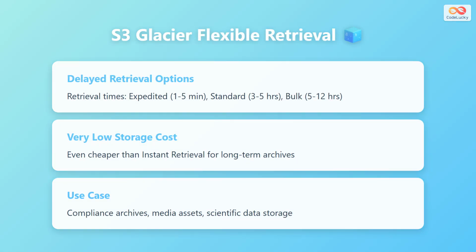S3 Glacier Flexible Retrieval, formerly known as S3 Glacier, offers 3 retrieval speed options to match your urgency and budget. Expedited retrieval takes 1 to 5 minutes, standard retrieval takes 3 to 5 hours, and bulk retrieval takes 5 to 12 hours. Storage costs are even lower than Glacier Instant Retrieval, making it excellent for compliance archives, media asset libraries, and scientific data that doesn't need immediate access.